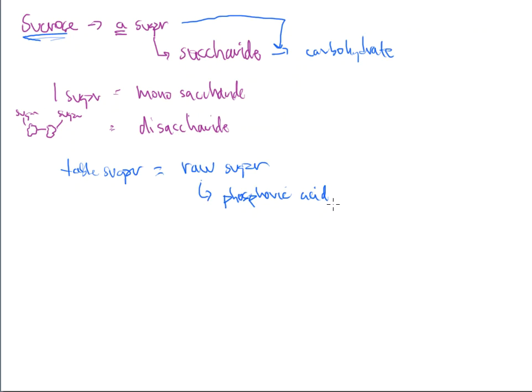Raw sugar has impurities that are associated with it, and that's what gives it its brown color. And most people, they just want the sugar. They don't want all the other stuff that the raw sugar will bring with it. So that's why they dissolve it in phosphoric acid. And then they pass it through a carbon filter. And the carbon filter is kind of like your Brita filters or your pure filters that you have at home.